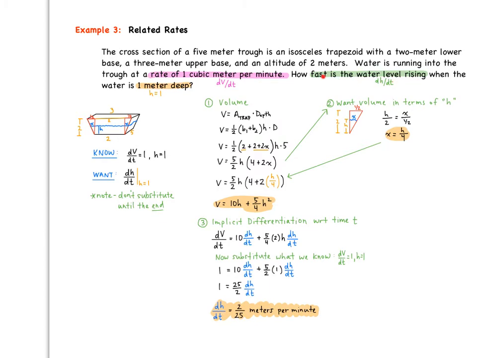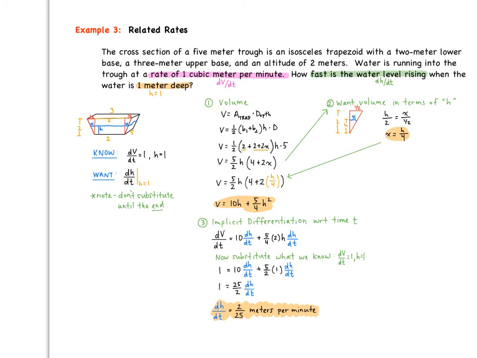When I see how fast, that's telling me I want to know a rate, a rate at which the water level is rising. The water level rising is like our height, but since I want to know the rate, I'm thinking the derivative. So dH/dt represents a rate. I put that down here. What do we want? We want to know the rate, dH/dt.